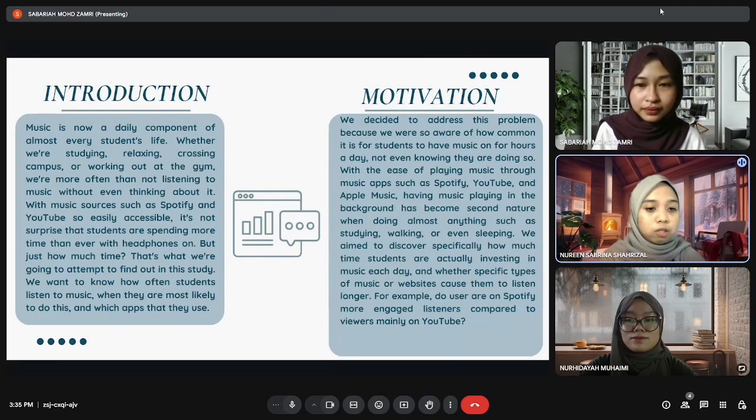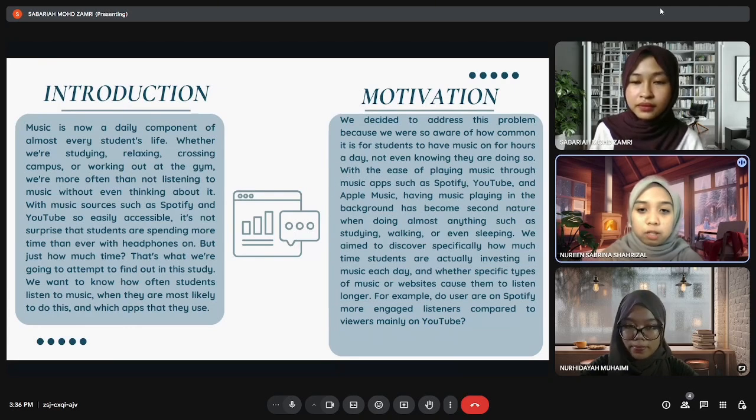We want to know how often students listen to music, when they are most likely to do this, and which apps they use. The motivation for our project is that we decided to address this problem because we were so aware of how common it is for students to have music on for hours a day, not even knowing that they are doing so. With the ease of playing music through music apps such as Spotify, YouTube, and Apple Music, having music playing in the background has become second nature when doing almost anything such as studying, walking, or even sleeping.